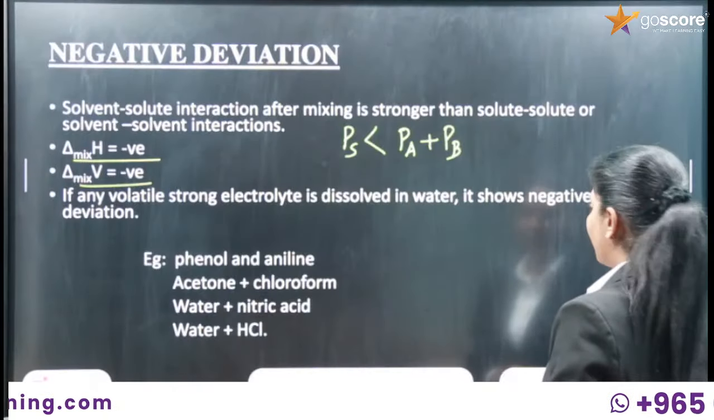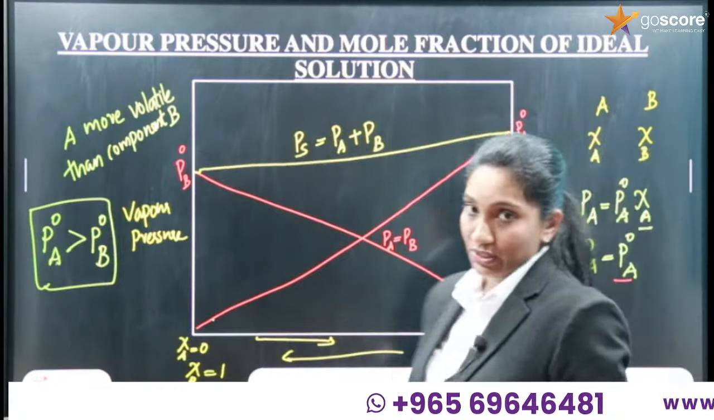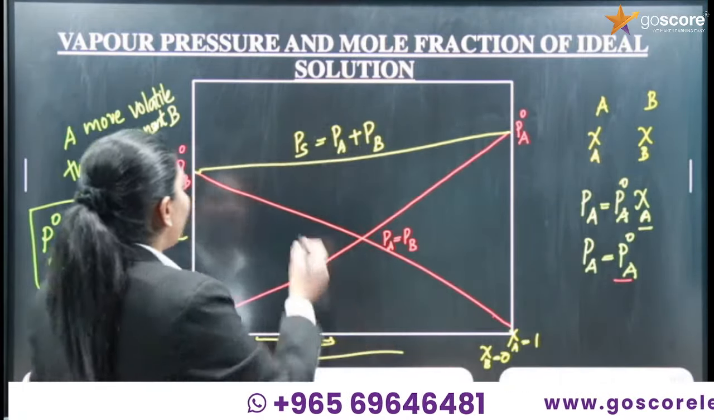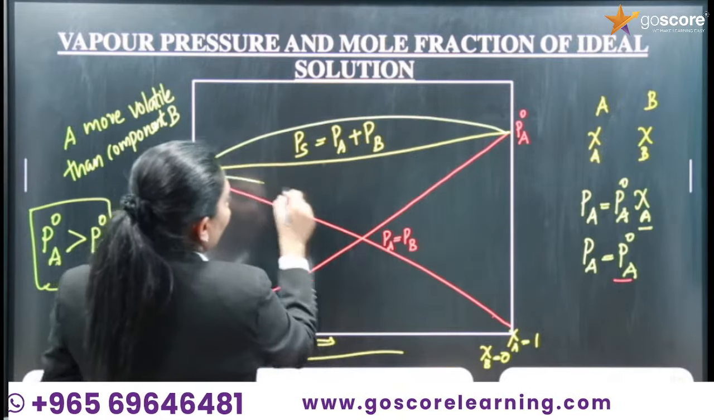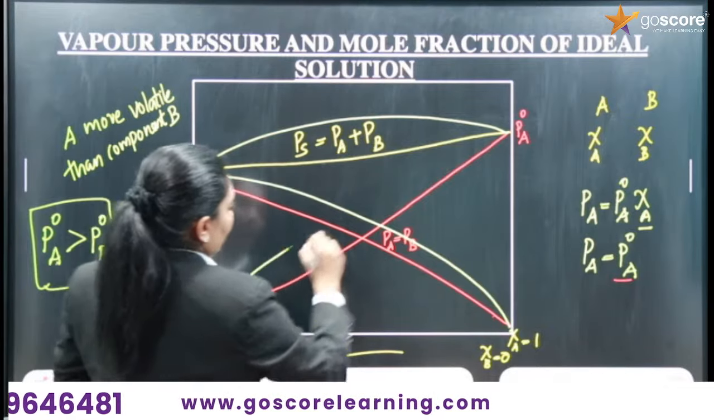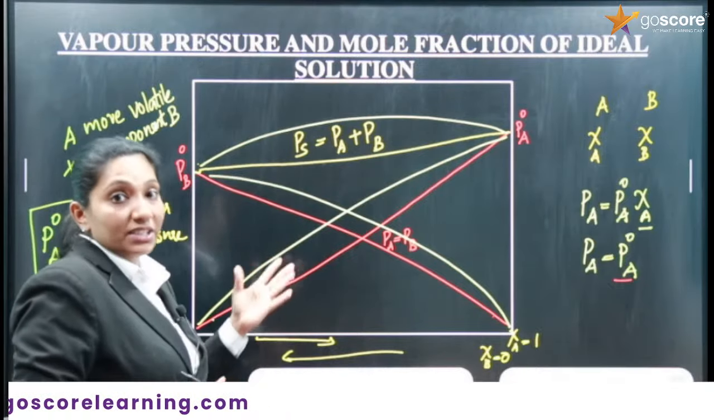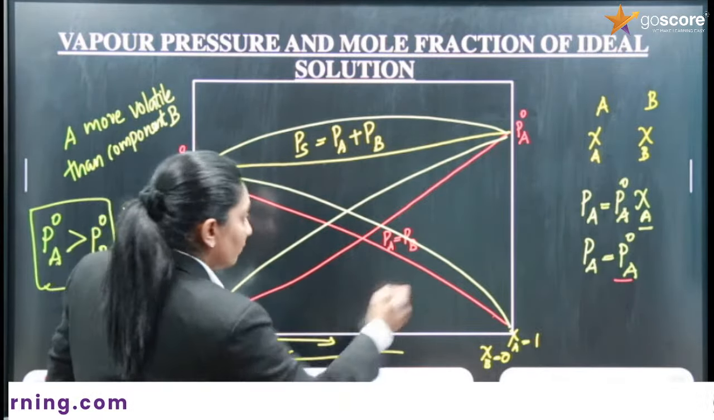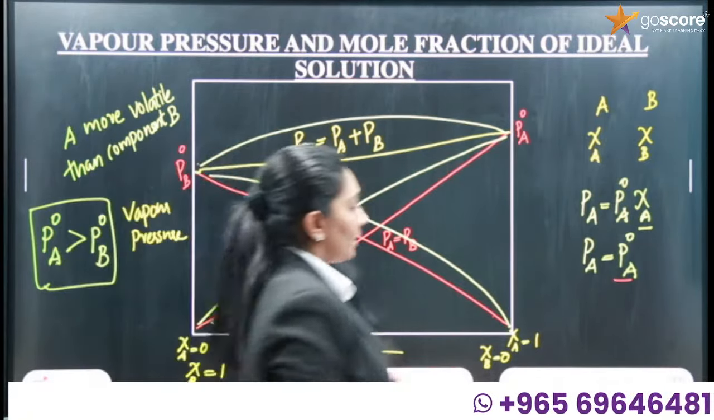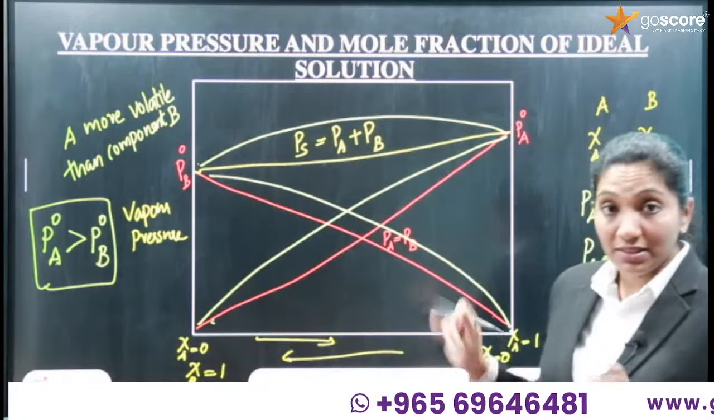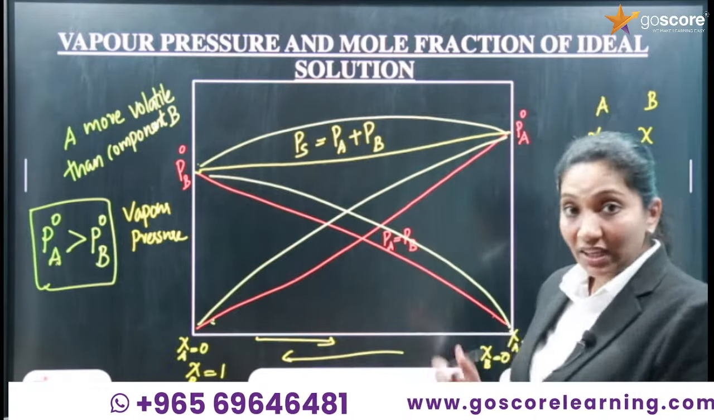Now, see, this is the graph that we draw for the ideal solution. Whenever there is a positive deviation, there will be an increase. So for positive deviation, the graph will be like this, isn't it? That is, the pressure is increasing for positive deviation, and for negative deviation, it will be down below the straight line. Okay. Now, I hope all these concepts are clear. Now we can do some numericals based on the topics that we covered till now.